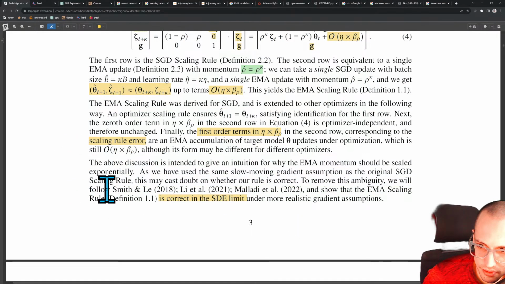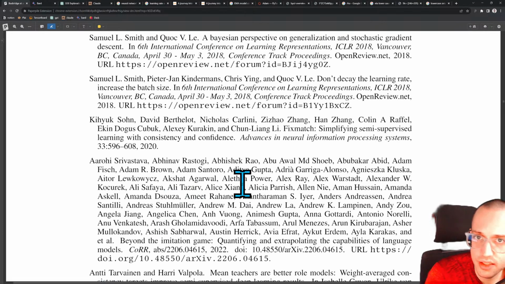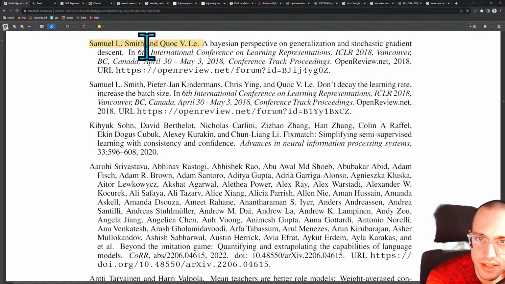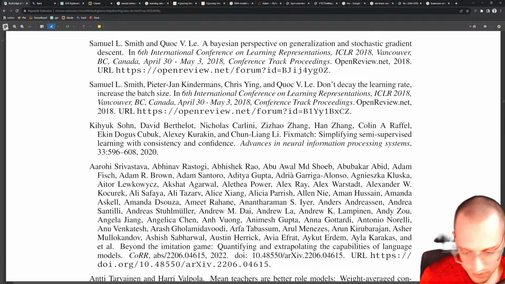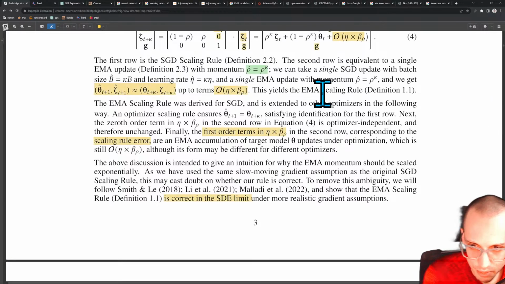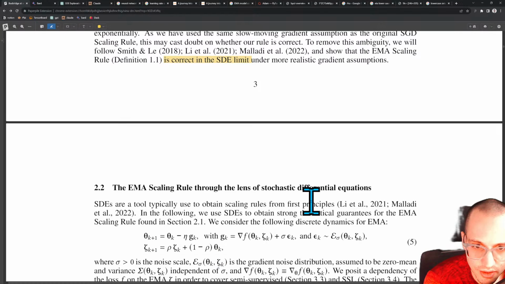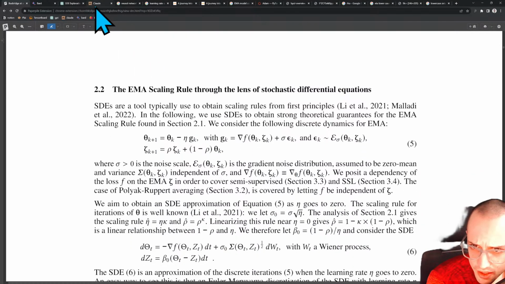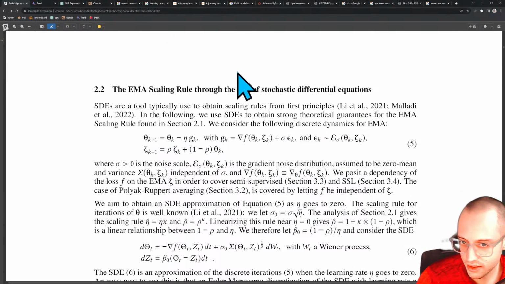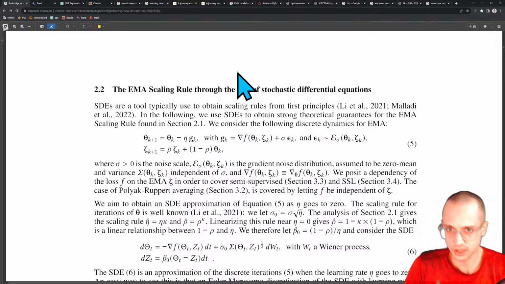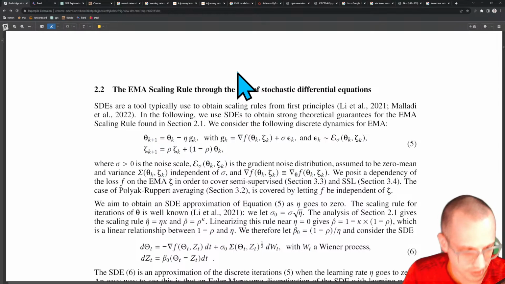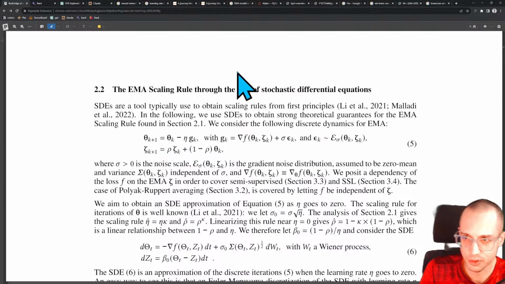What are these? Smith and Le 2018, A Bayesian Perspective on Generalization and Stochastic Gradient Descent. Okay, so they're referencing other hardcore ML theory papers here, but let's just keep going. The EMA scaling rule. Let me take another sip of yerba mate here. Feel free to ask questions, guys. This is very dense, so it's difficult to parse.